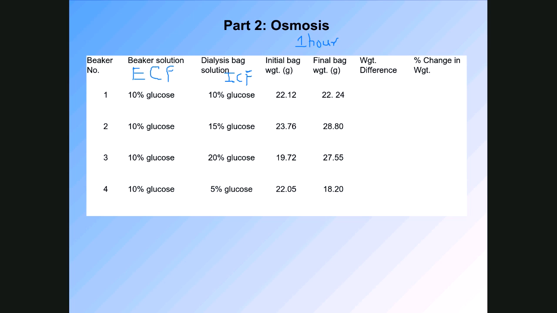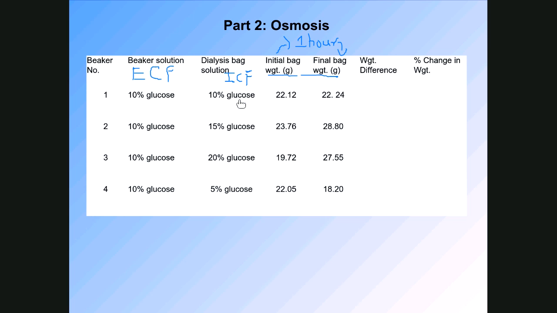Okay, so the time between these two is you'll weigh the bag once, you put it in the solution, wait an hour, and you weigh the bag a second time. And it tells you this in the protocol, okay? Then it asks you to calculate the difference, if there's any difference in weight change. And then it asks you to convert that to a percentage, and it gives you the formula right beneath the table on how to convert that weight change to a percentage, okay?